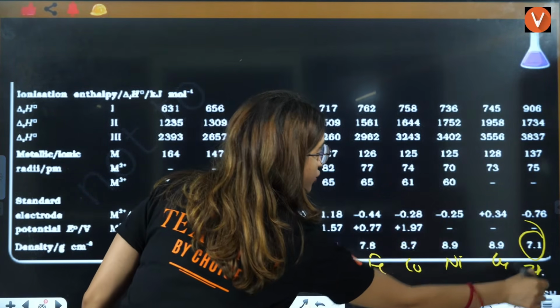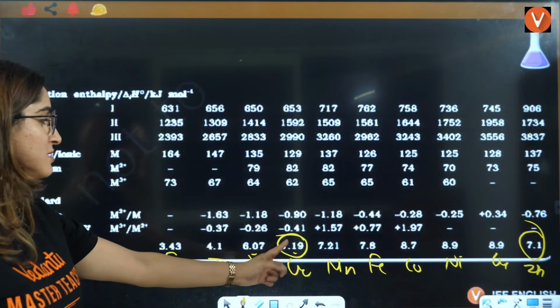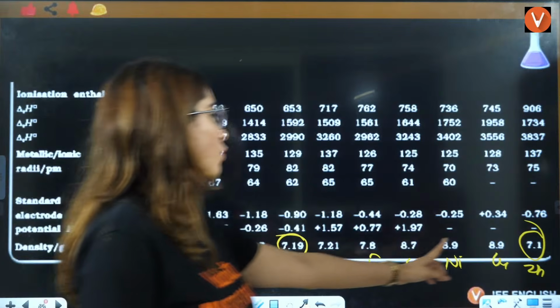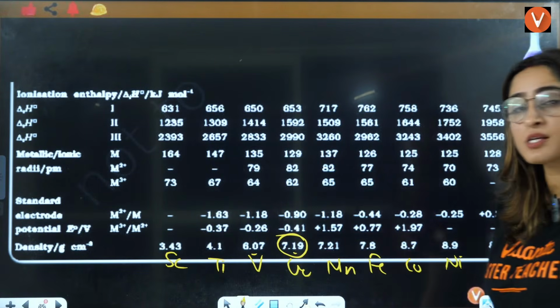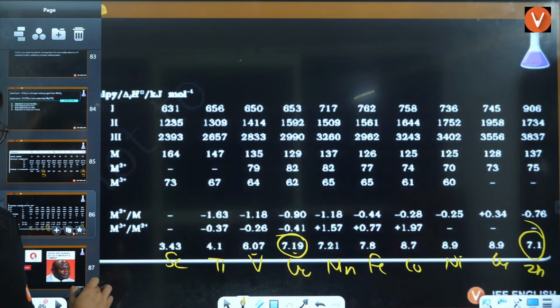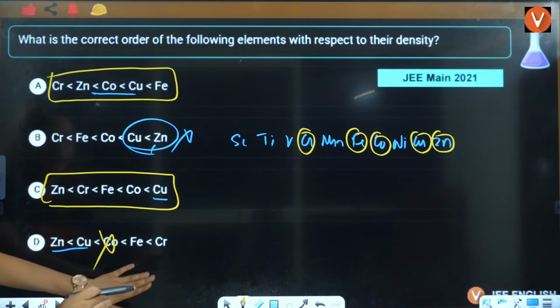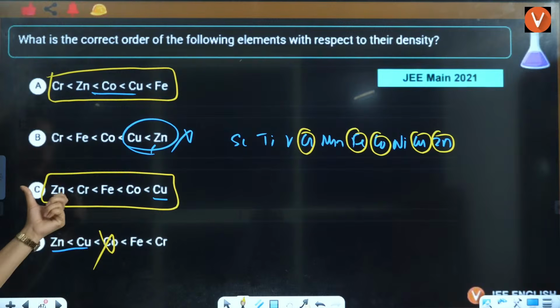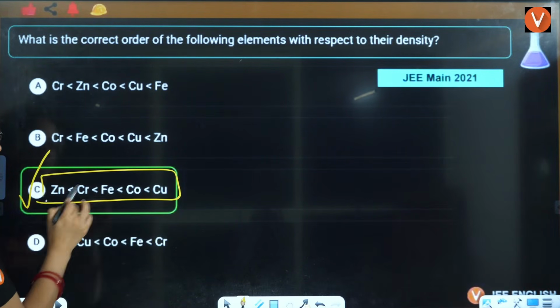So you should also know to what extent it has decreased. Can you see this is 7.19, this is 7.1. So this is even less than chromium, right? This is what we wanted to know, that it is even less than chromium. Okay, from the data, because they will not give you the data here. It is even less than chromium here, right everybody? So answer will be C is the correct answer.